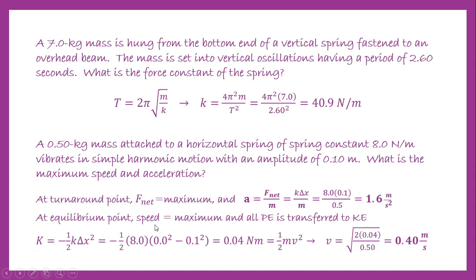At the equilibrium point, we'll find the speed at a maximum, and at this point we know that all the potential energy is transferred to kinetic energy. K times delta x squared is our expression for the potential energy, and we have the coefficient of 1/2 here because half of that was transferred to kinetic. We plug in our numbers and we find out that the amount of energy transferred into the kinetic mechanism is 0.04 newton meters. We set that equal to 1/2 mass times velocity squared, rearrange and solve for velocity, and we find out 0.4 meters per second is the fastest this mass moves.